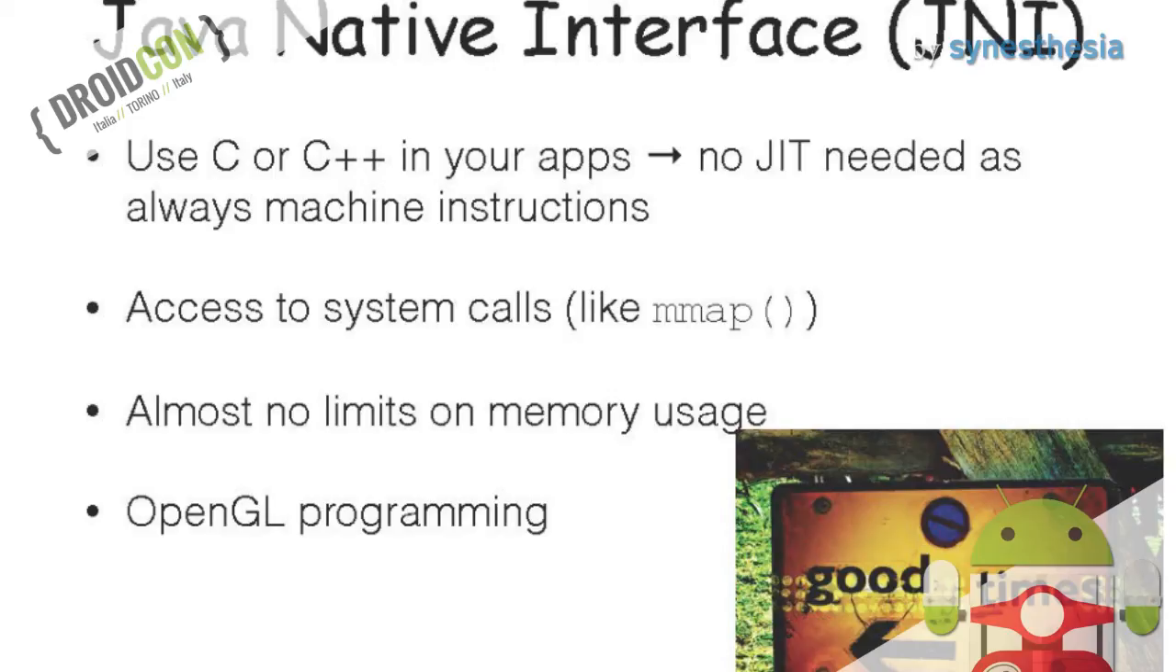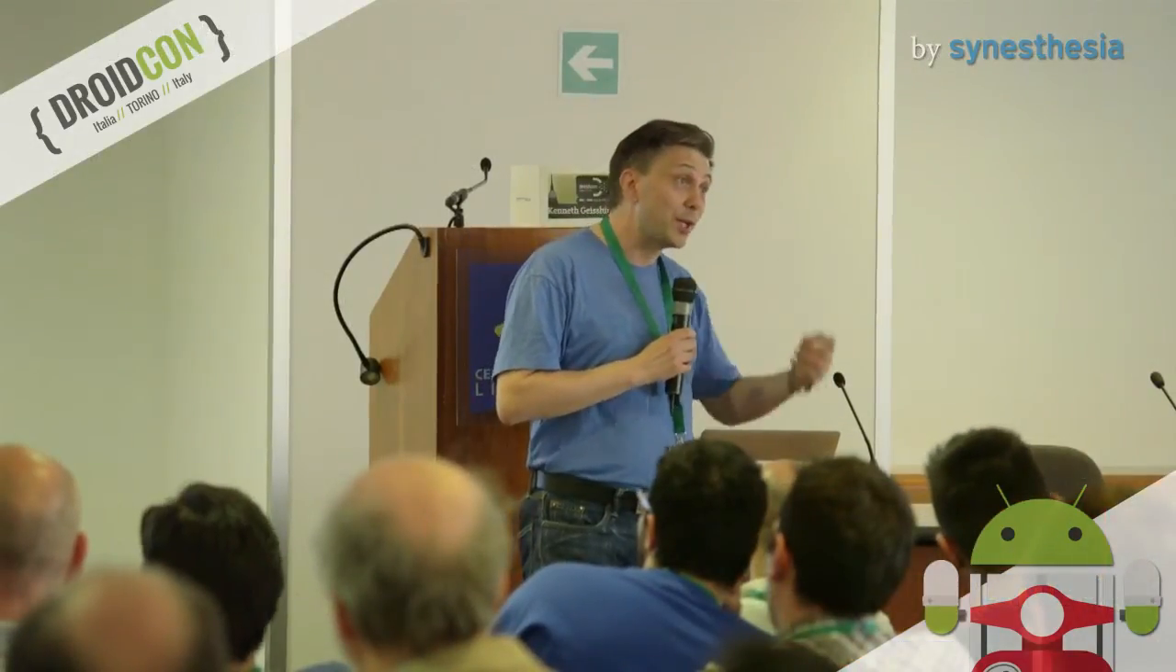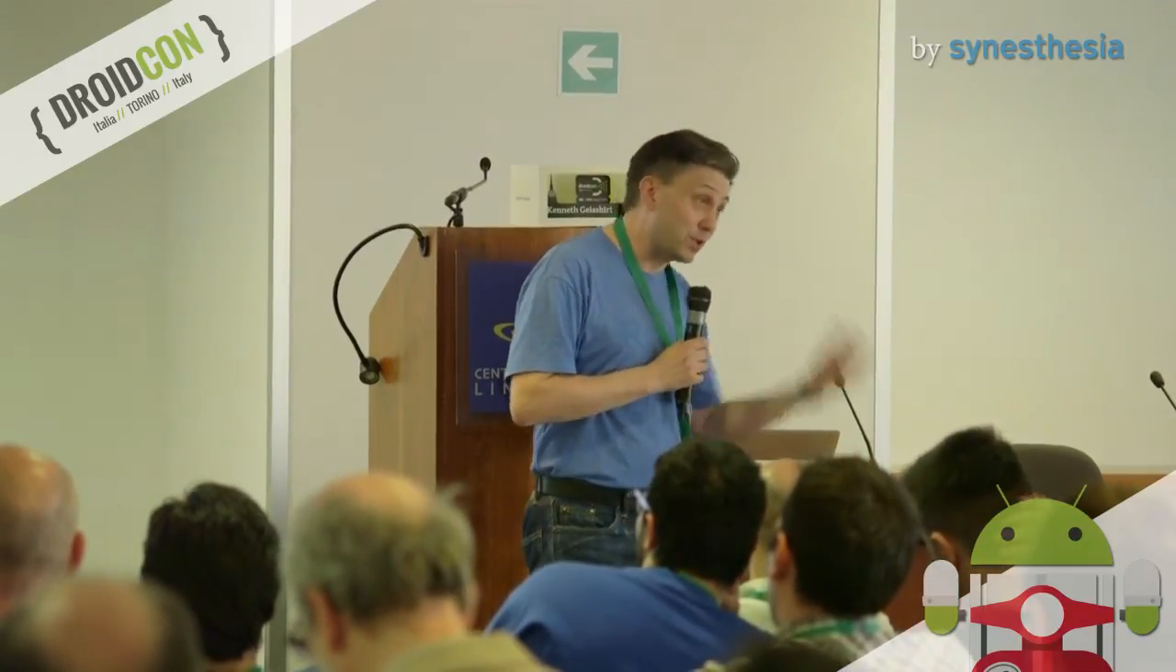The Java native interface. The whole idea is that you can use C. In the beginning it was C, but you can also use C++ in your Java applications or your Android applications. The good thing about that is you don't have to do just-in-time compilation or anything, because you compile your C or C++ code to the real machine code instructions. Once and for all. It's done. It's there. So that, in principle, makes it much faster.